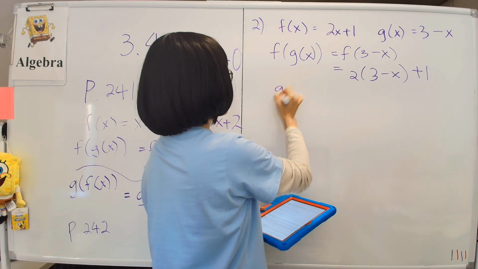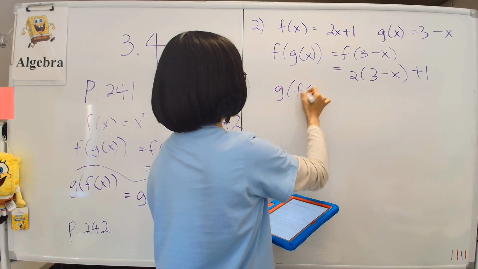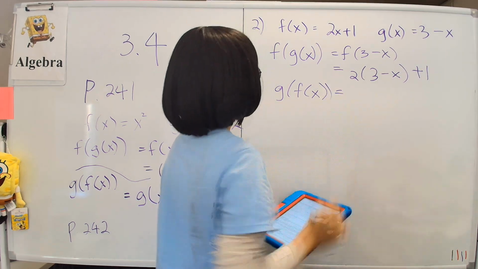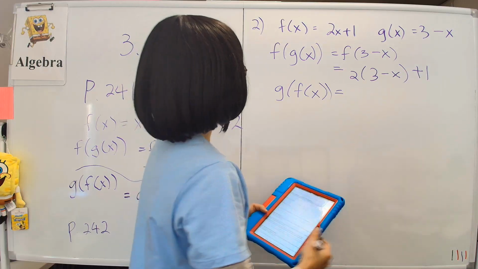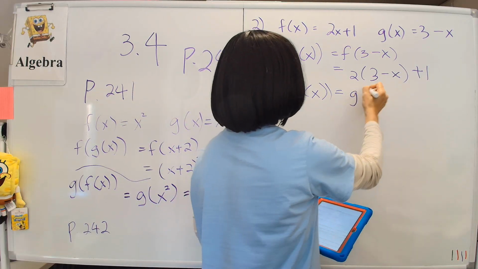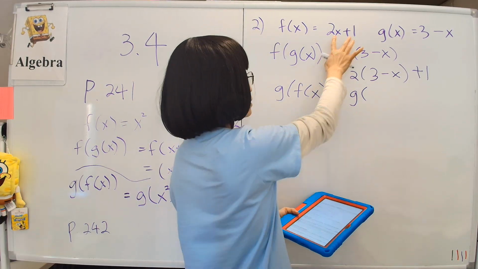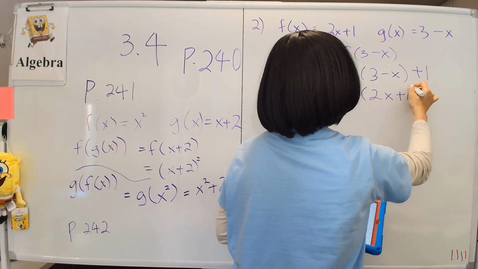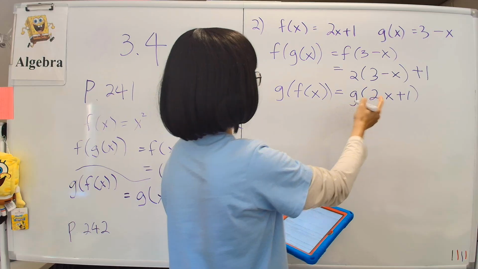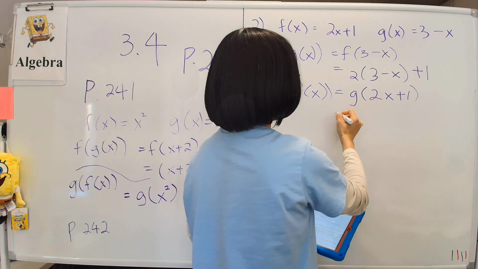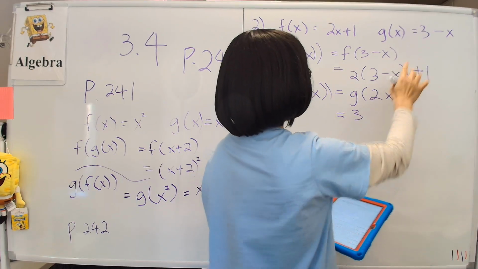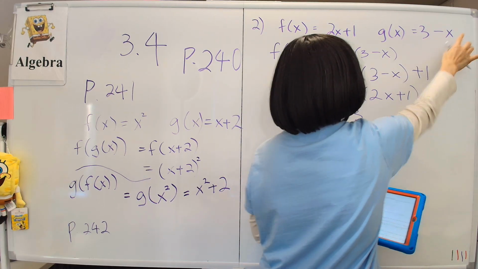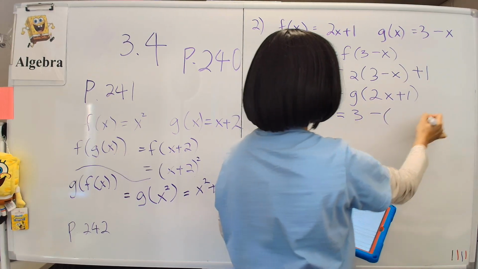Now the next thing we do is g of f of x, and we do it by the same principle. So we write down, we're going to calculate what is g of f of x, which is 2x plus 1. And then we have, what is g of 2x plus 1? That is equal to 3 minus, according to g, you take the input and just take 3 minus the input. So we'll write down 3 minus input.